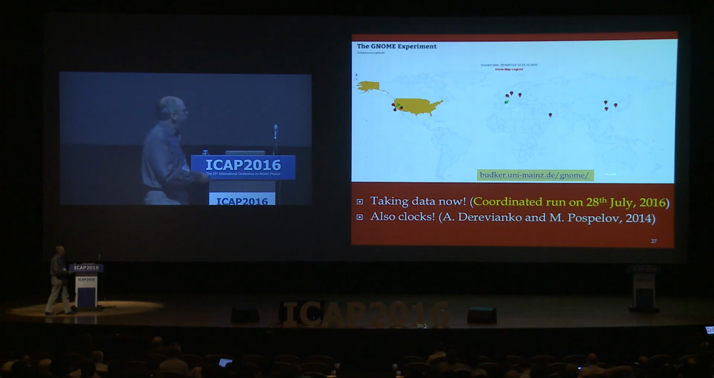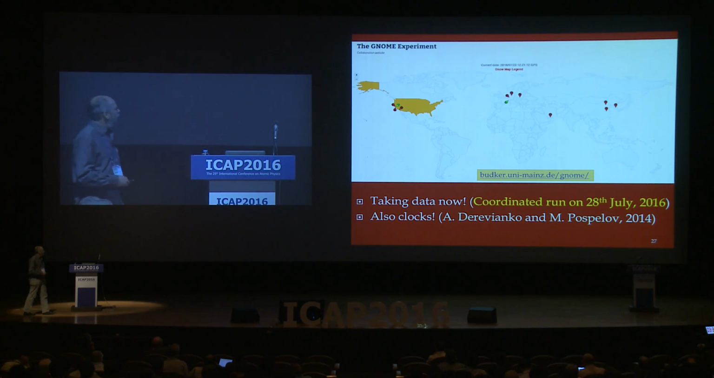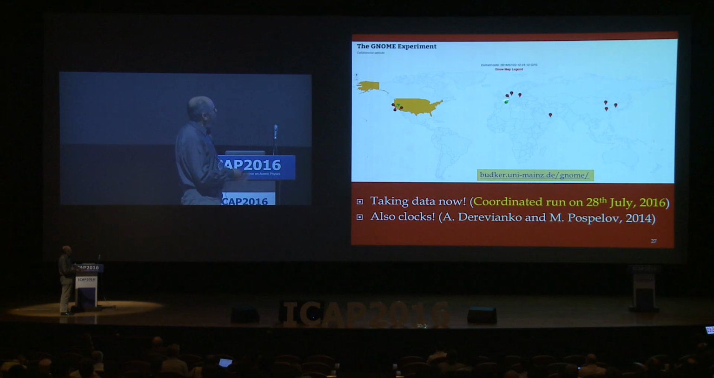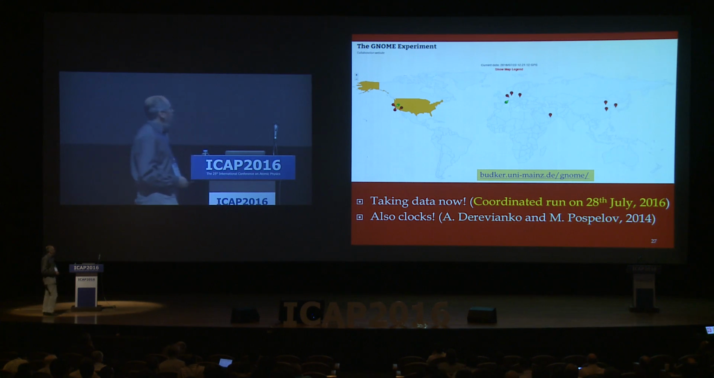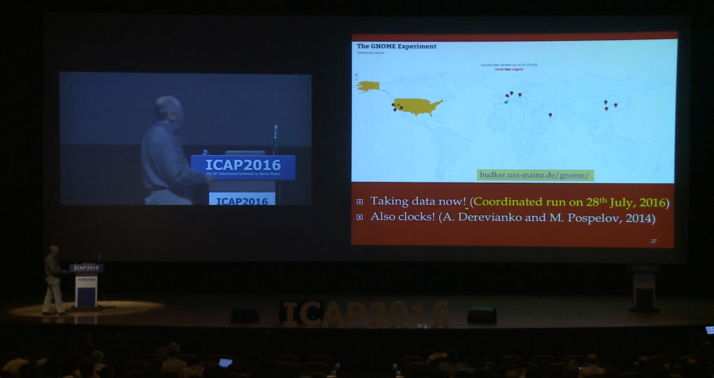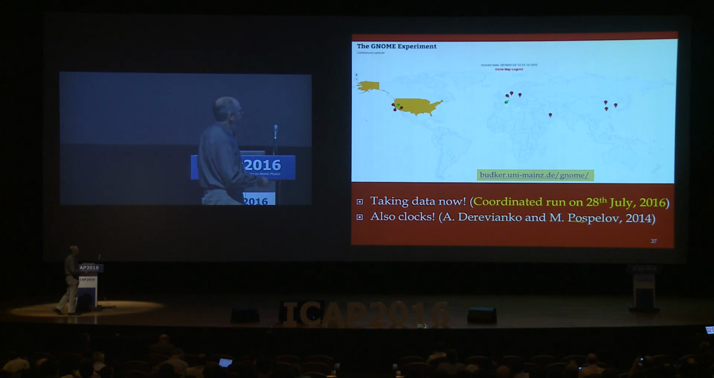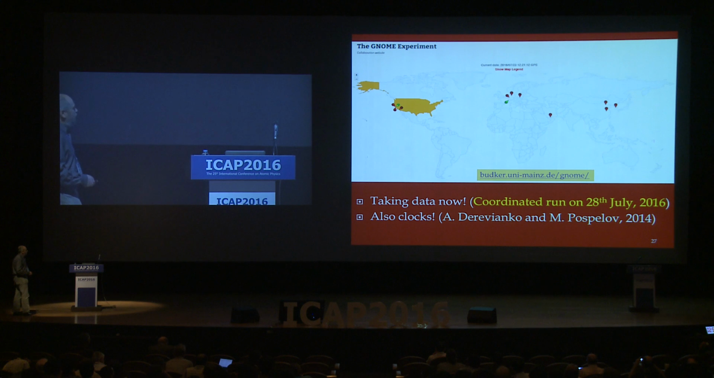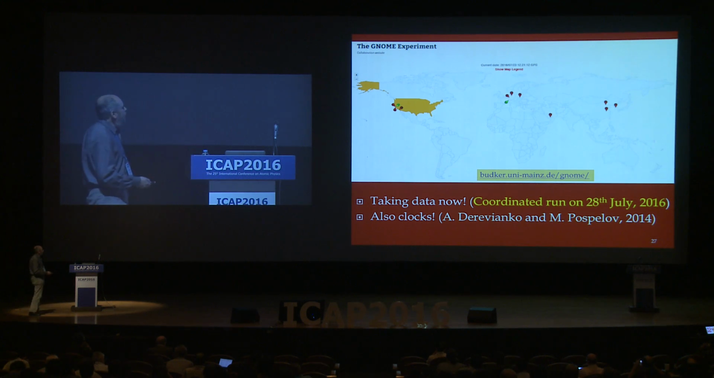And in fact, if you go to our website, you will see a picture of all the stations in different parts of the world. I took a bad time to take this image because only 2 stations were operational. But on July 28th, we are planning a coordinated run where most of these things will be green, actually. And we are also extending this from magnetometers to other things. For instance, following this idea of the global network of magnetometers, Andrei Derevyanko and Maxim Pospelov proposed a network of clocks looking at somewhat different kinds of dark matter interactions.